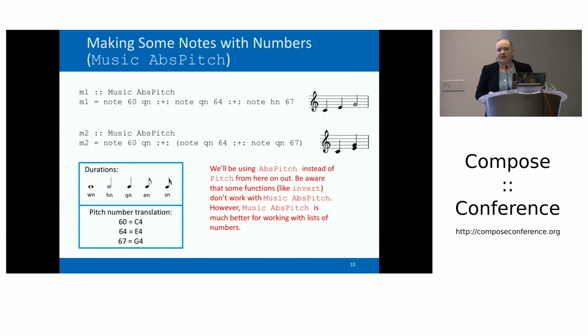All right, let's get into numbers. So we're going to be using numbers from here on out. Another way that we could write those same simple structures that we saw is to say note 60 quarter note, followed by note 64 quarter note, followed by note 67 half note. So this lets us use numbers for pitches. If you don't know what pitch number 67 is, that's totally okay. Just accept that the numbers being used are correct.